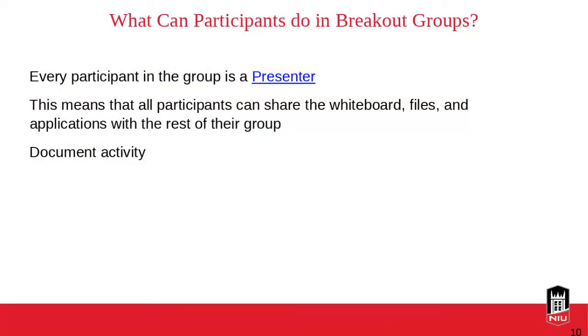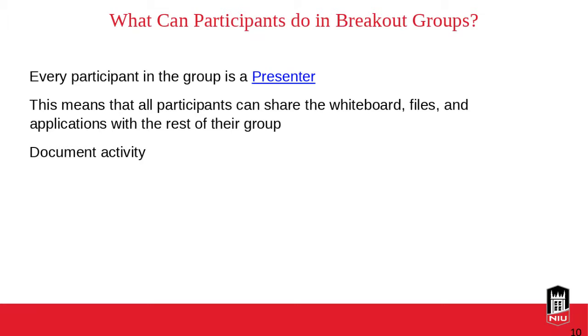Okay. So breakout groups are designed for group collaboration, as I mentioned, and everyone in the group is a presenter. This means that all participants can share a whiteboard. They can annotate on that whiteboard. At least in Blackboard Collaborate, they can share files. In Zoom and Microsoft Teams, they can share their screen, so they can share what they have on their computers. And if they're running an application, they can share that with the rest of their group as well. Now, content that's shared in a breakout group is really not available when breakout groups end.